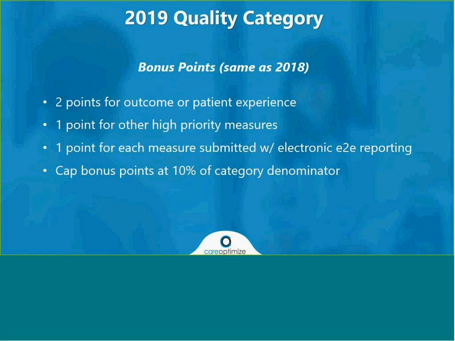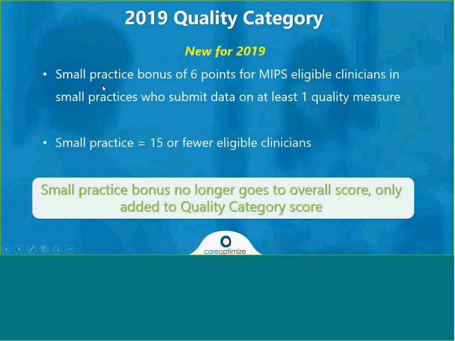And the biggest change for small practices in the quality category is they proposed in July of this year to do 3 points for the bonus. However, they have decided to double that to help the smaller practices and make that 6 points for your eligible clinicians if you submit at least one quality measure. So if you have 15 or fewer eligible clinicians, congratulations, you're a small practice and your bonus is now, instead of 3 points, going to go to 6 points.